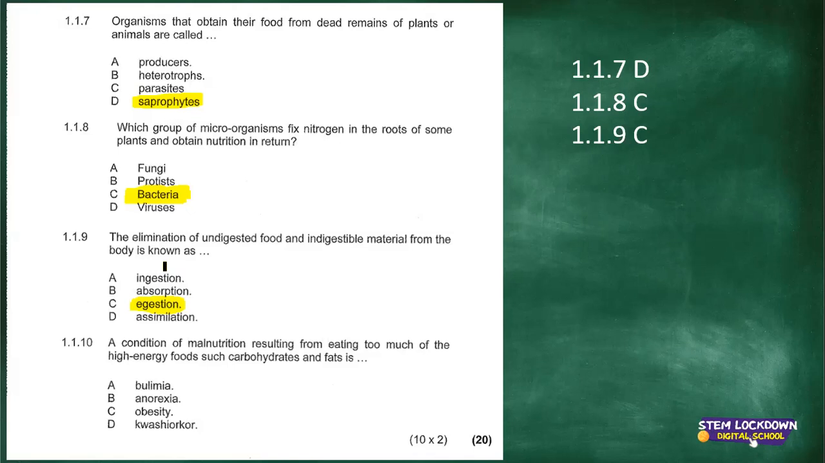Then the last question is, a condition of malnutrition resulting from eating too much of the high energy foods such as carbohydrates and fats is what? Kuzwa, you should know this one. You were very concerned about this one. When you eat too much of the high energy foods, you would require so much energy to break down this food. And the answer is obesity.